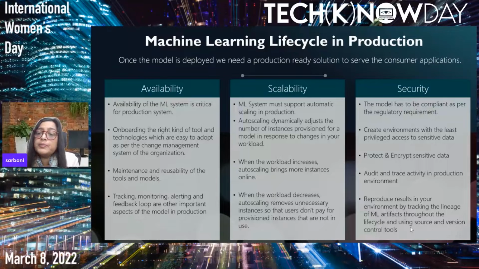The model has to be compliant as per the regulatory requirements of that particular industry. We need to create a secure and compliant environment with least privileged access to sensitive data. Data at rest and data in motion must be protected and encrypted. Audit and trace activity in the production environment. Reproduce results in your environment by tracking the lineage of ML artifacts throughout the life cycle and using source and version control tools.